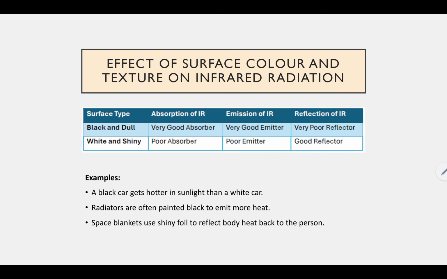Now let's look at the effect of surface color and texture on infrared radiation. Black and dull colors are very good absorbers of heat and very good emitters of heat. So in winter and in summer, we should wear black or white? We should wear white, because white is a poor absorber, poor emitter, and good reflector.